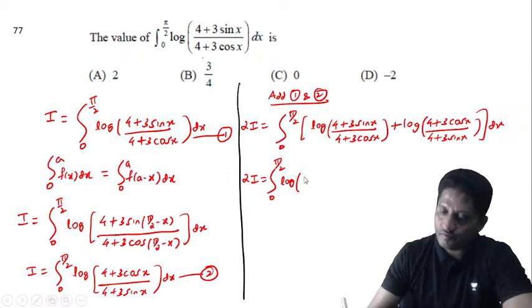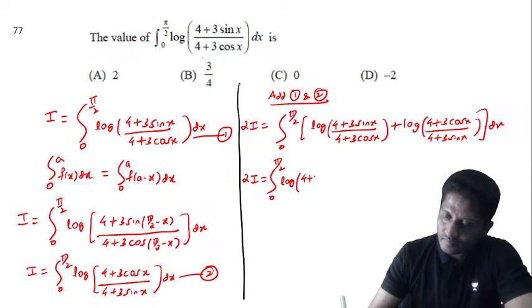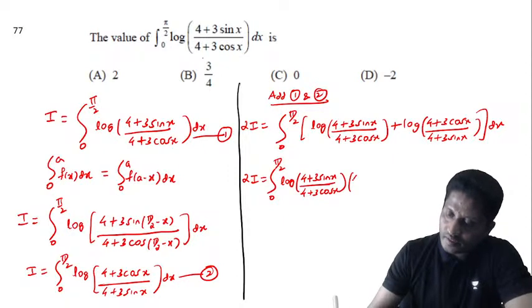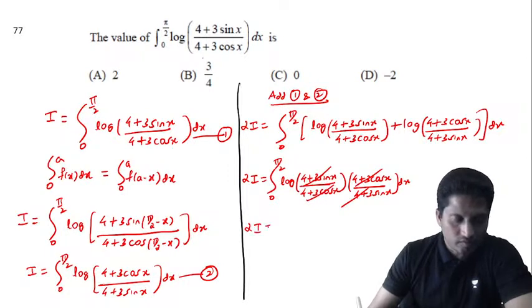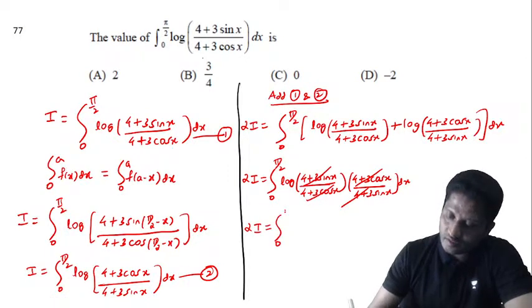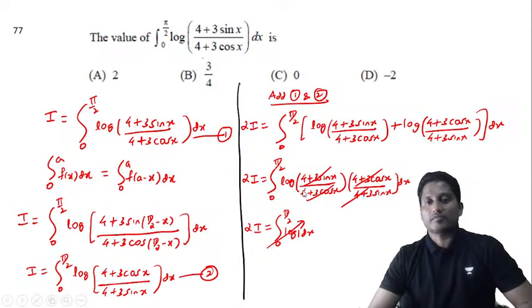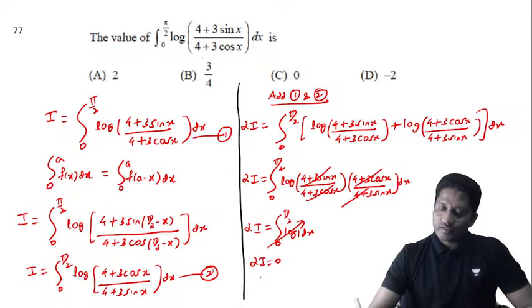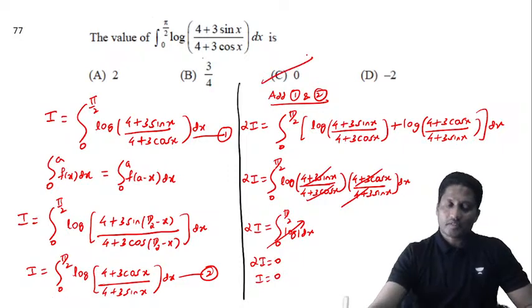It will be equal to log of 4 plus 3 sin x divided by 4 plus 3 cos x into 4 plus 3 cos x divided by 4 plus 3 sin x. This will cancel and cancel this as well. You get 2I is equal to integration 0 to pi by 2, and then you get log 1. Log 1 is 0, right? Log 1 to any base is 0. Integration of 0 is 0. 2I is equal to 0. I will be equal to 0. Answer is option C.